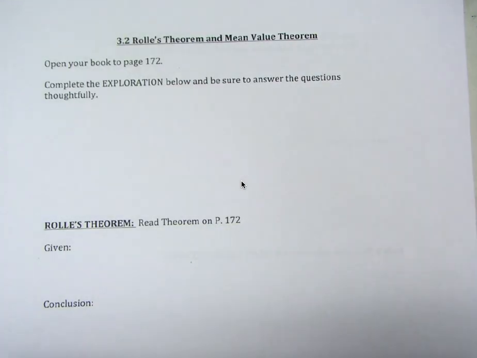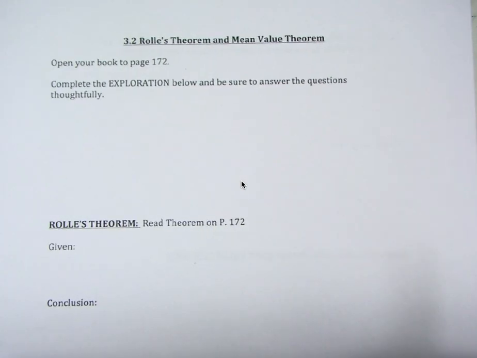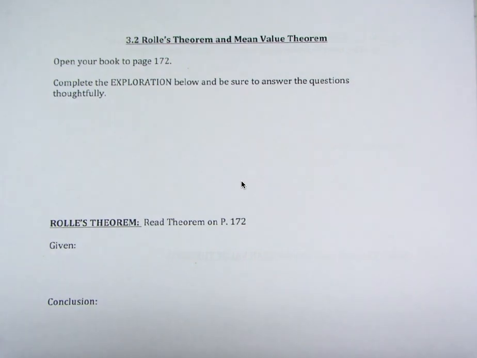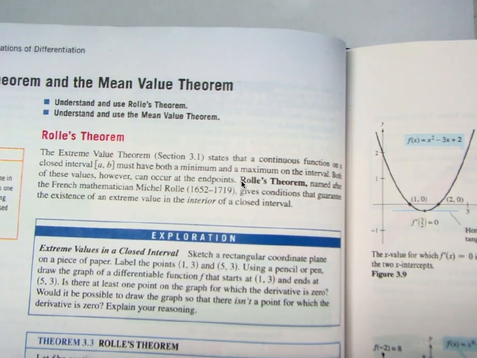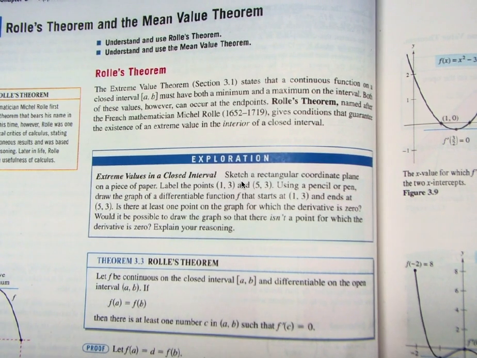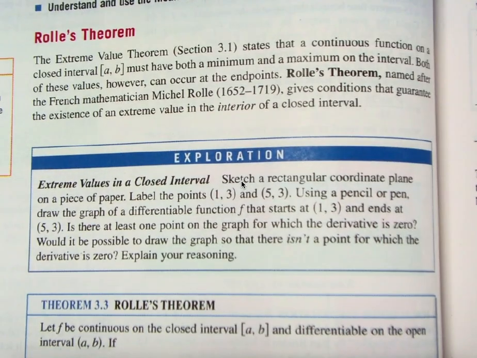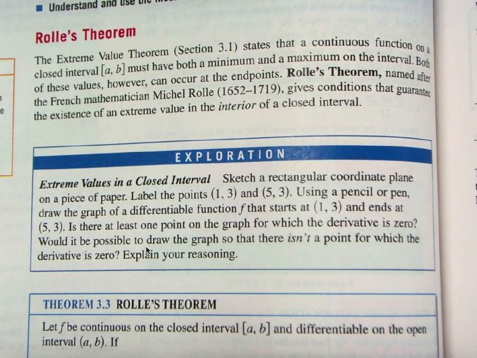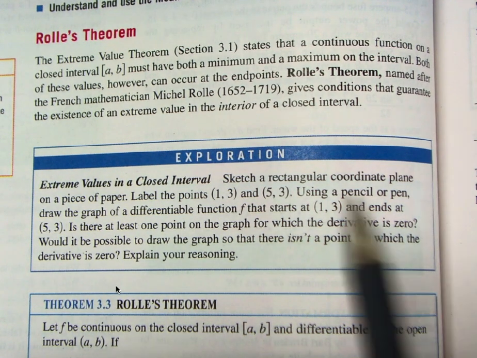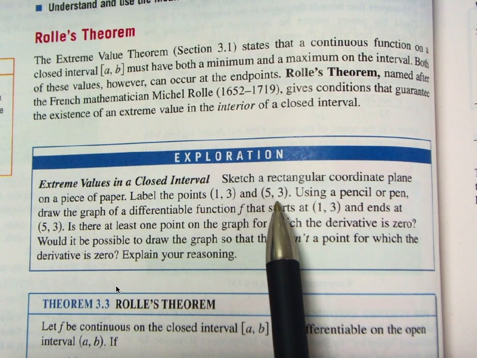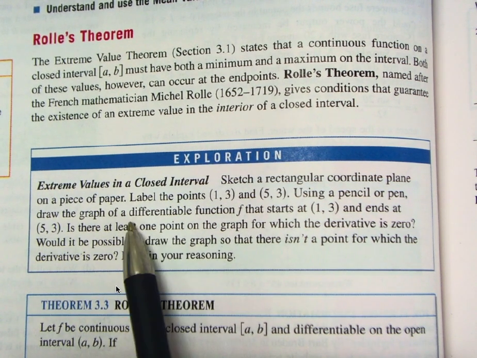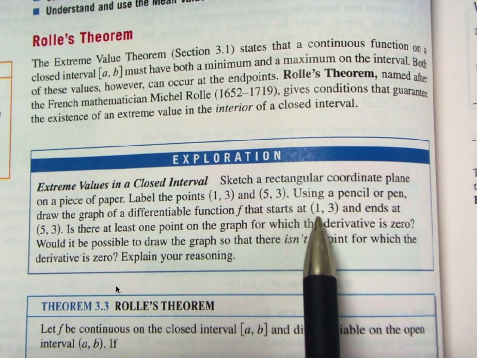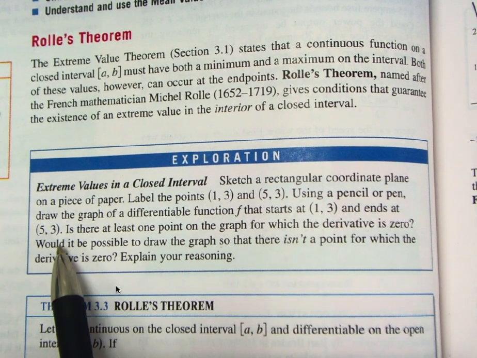All right, but I want to start off, if I was in class, I would have you do this exploration. And I just want to show it to you guys. So you don't need to get out your book. I want to show you what this exploration says. It says, sketch a coordinate plane on a piece of paper. Label the points 1, 3, and 5, 3. Using a pencil or pen, draw the graph of a differentiable function that starts at one of the endpoints and ends at the other endpoint.